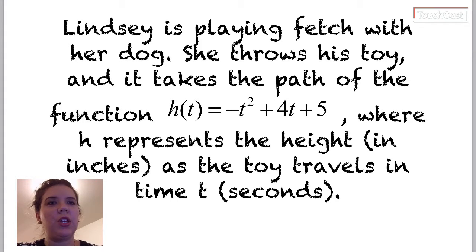In this presentation, you're going to learn everything about quadratics. The problem that we're using is that Lindsay is playing fetch with her dog. She throws his toy and it takes the path of the function h(t) = -t² + 4t + 5, where h represents the height in inches as the toy travels in time t seconds.